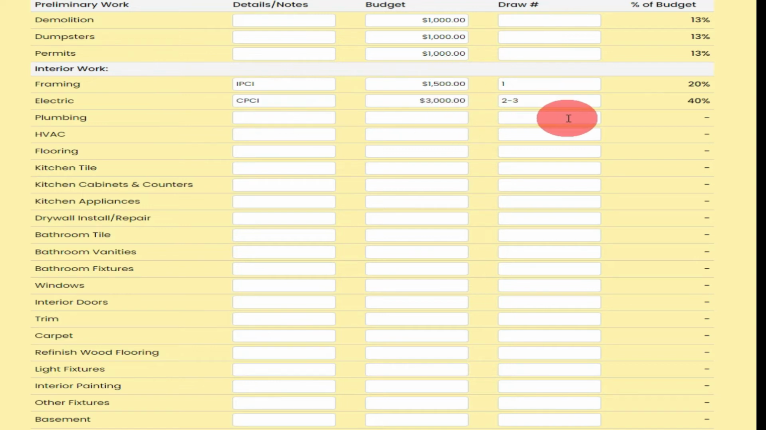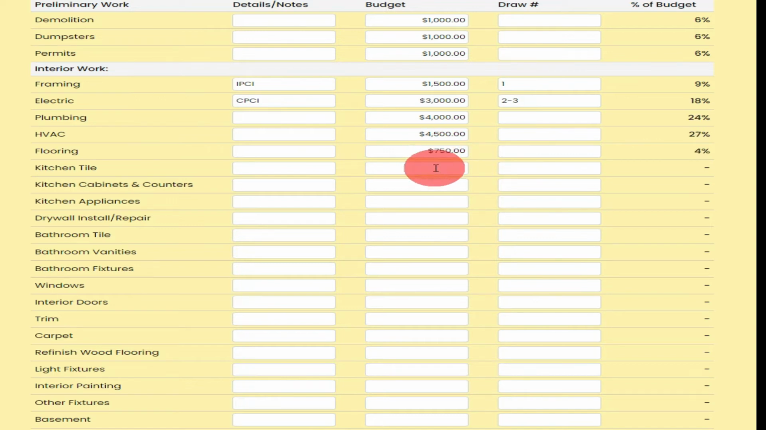I just wanted to show you how you can make little notes for yourself over here. Okay, let's say my plumber wants $4,000. Let's say my HVAC guy is $4,500. Let's say I want to put some flooring in the basement or something. Let's say that runs me $750.